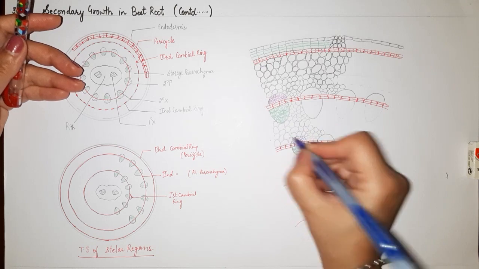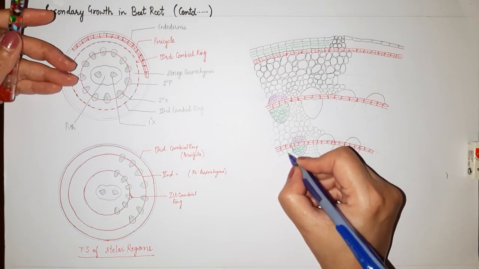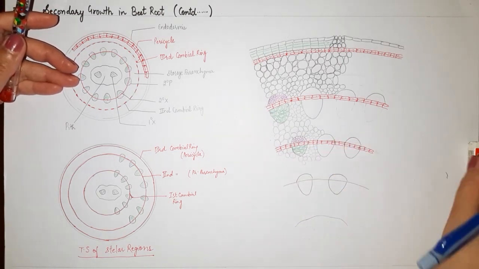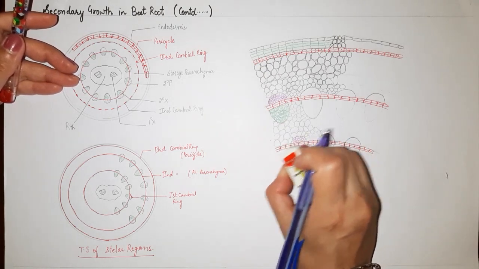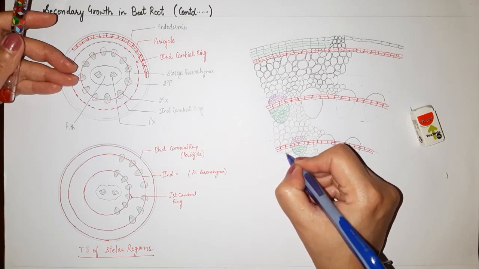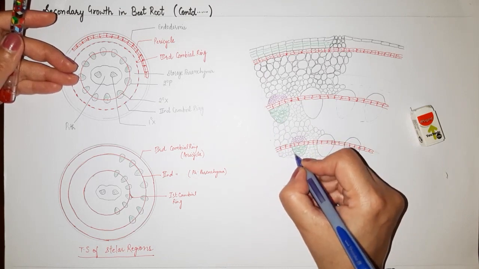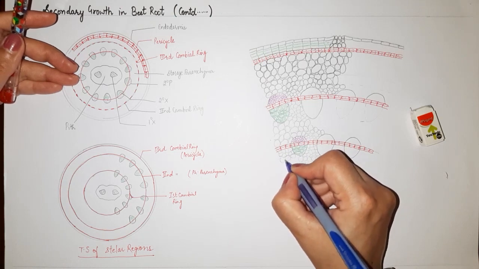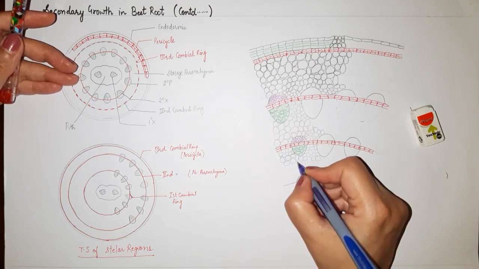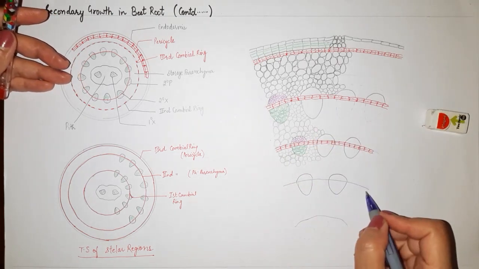So you can fill this area, okay, and below second ring as well, few polygonal cells, 2-3 layers, and afterwards circular cells. Now the third ring can be drawn in the similar way.